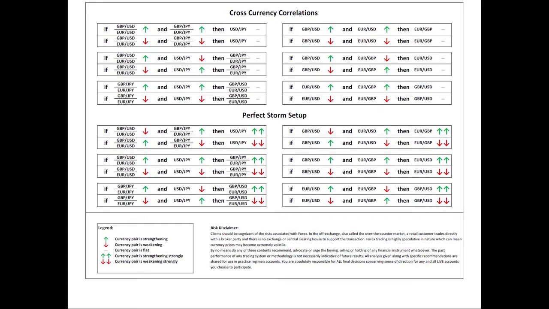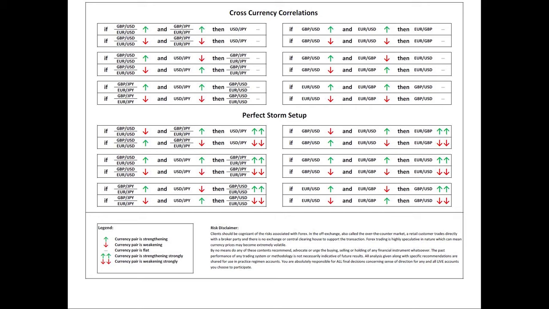Today I'm going to be talking about cross-currency correlations, which are a crucial, very important topic. You do need to understand how the currency pairs move, what they do, and which currency pair will affect the currency pair that you're trying to trade. Cross-currency analysis is really crucial.